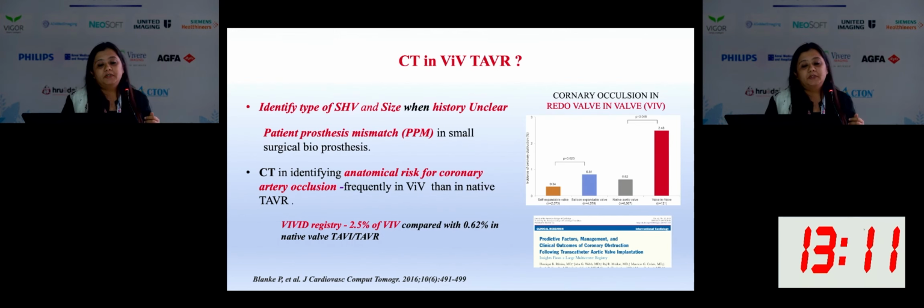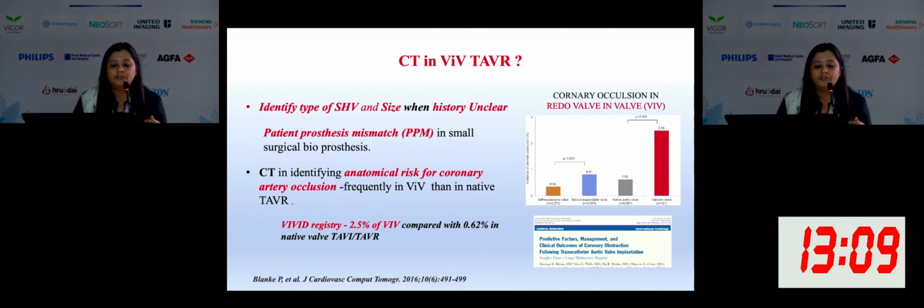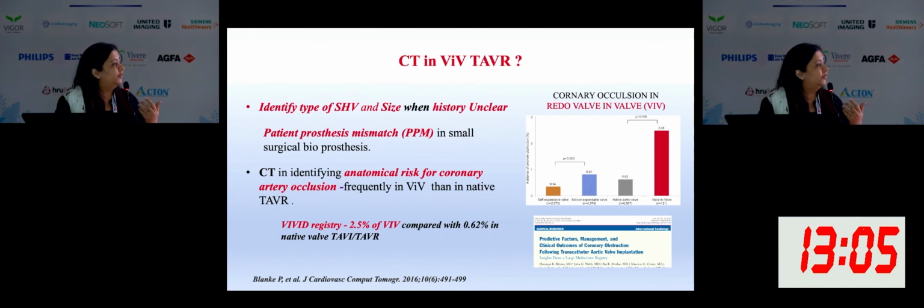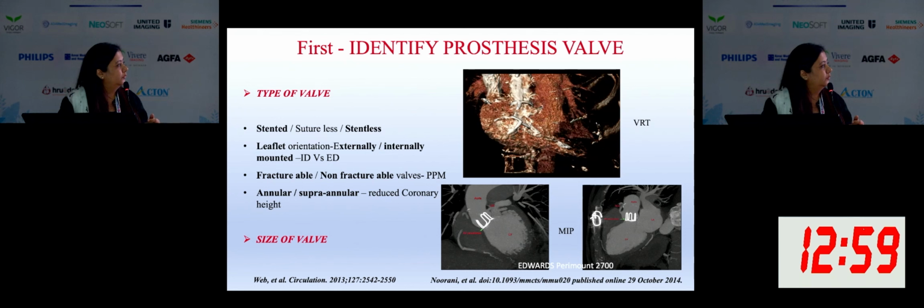Second is the anatomical risk for coronary artery occlusion, which is very, very high in cases of redo valves. So with valve-in-valve, if you can see the graph, it's very high. It's about 2.5 times as compared to the native valves.